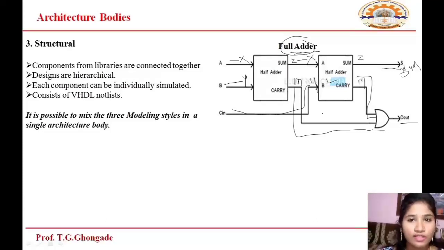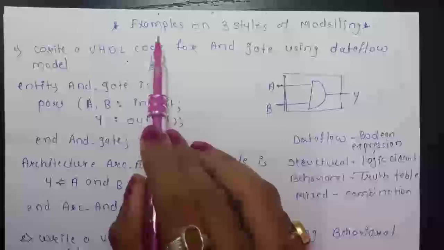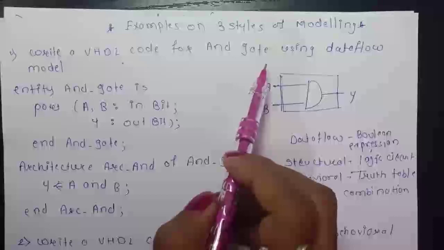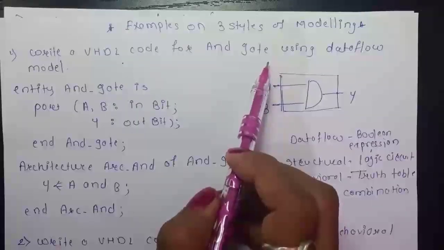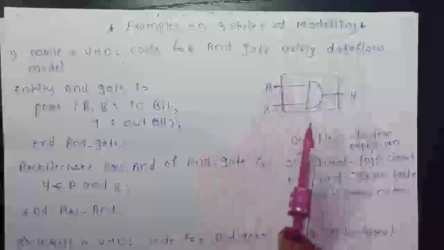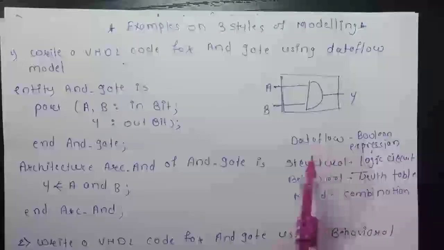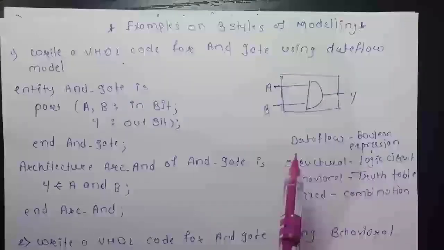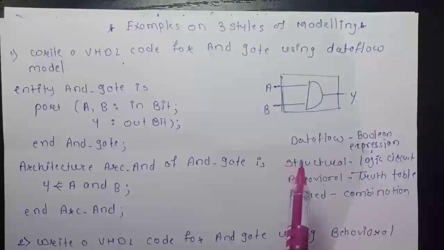Okay, now we will see examples based on these three styles of modeling, that is data flow style of modeling, behavioral style of modeling, and structural style of modeling. So data flow style of modeling is the easiest one. Then structural style of modeling is the difficult one, in which we design a separate VHDL structure as a component, and behavioral style of modeling is the most popular one.